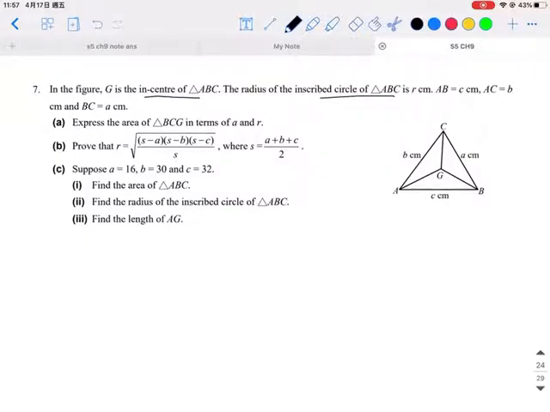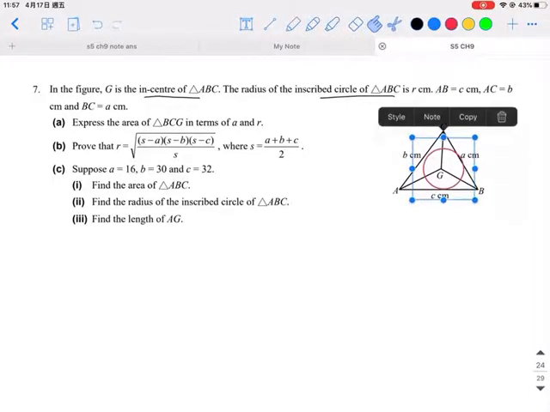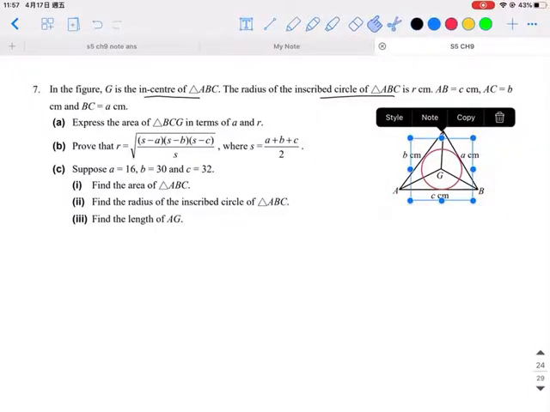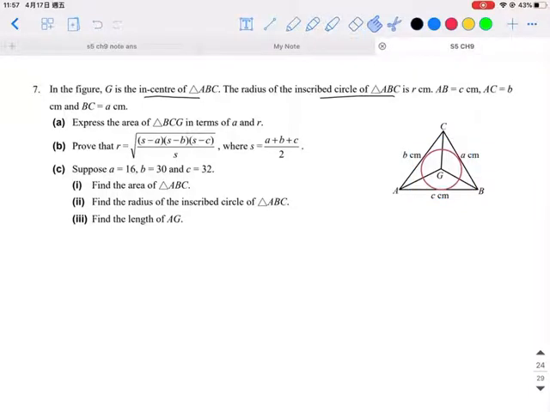So what does this mean? The in-center G is the center of the circle, and the circle is just inscribed in the triangle ABC, just like this one. Okay, so we should have a circle inside it, and these three sides of the triangle just touch the circle, and therefore we know that R should be the radius.